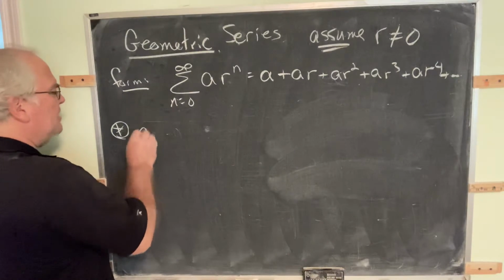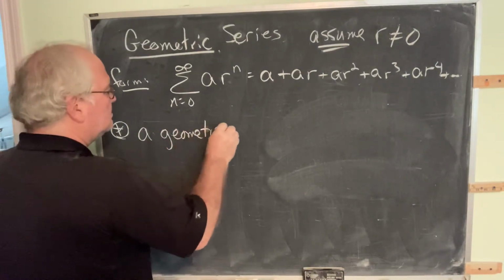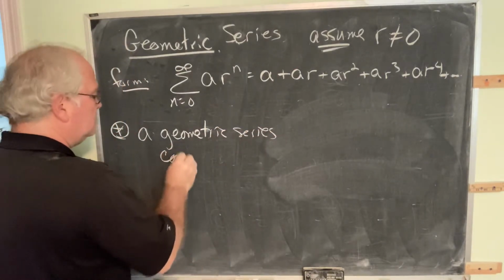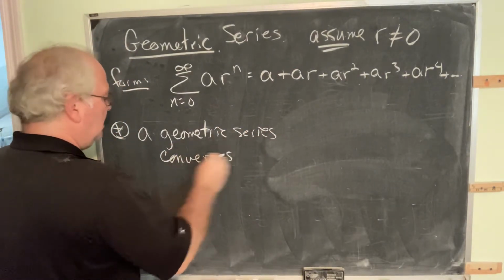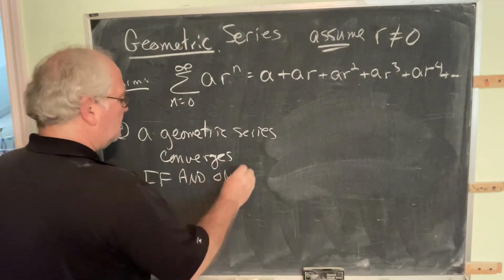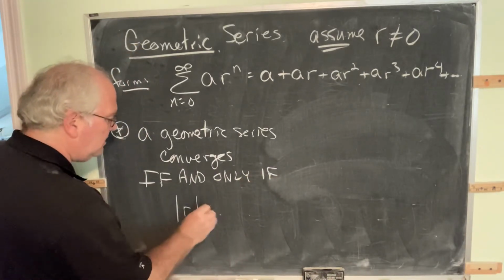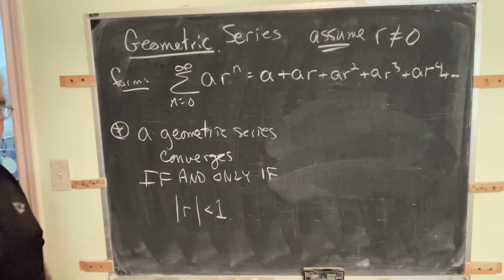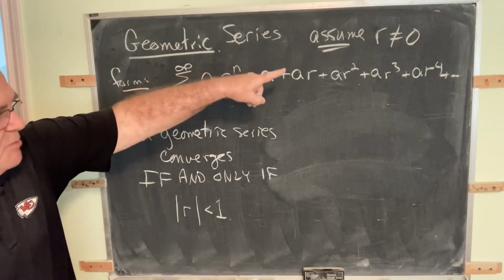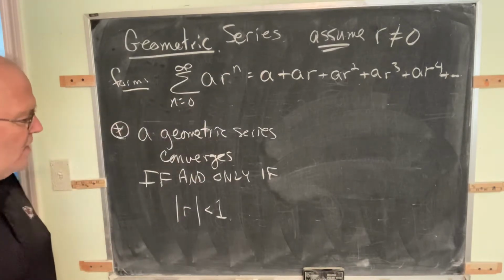Okay, a geometric series converges if and only if the absolute value of r is less than 1. The absolute value of r is less than 1. R is not 0. It could be positive, it could be negative. That's why we're doing absolute value here. But if the absolute value of r is less than 1, it converges.